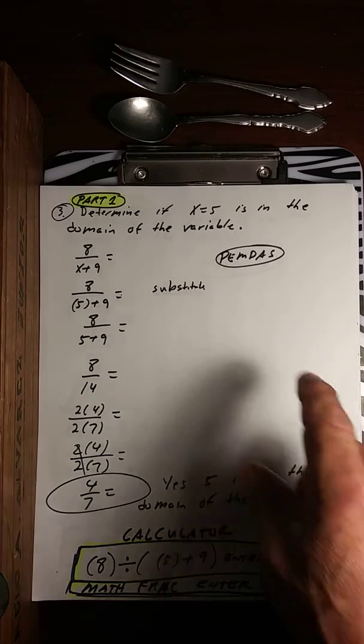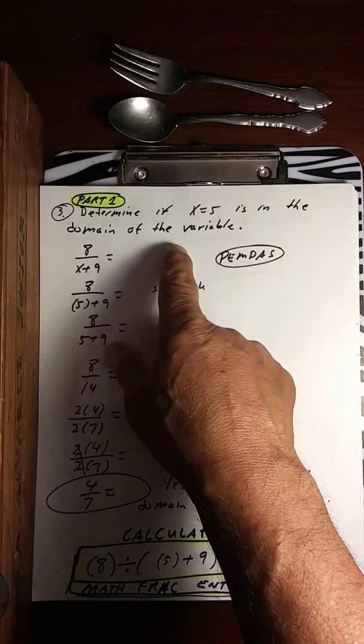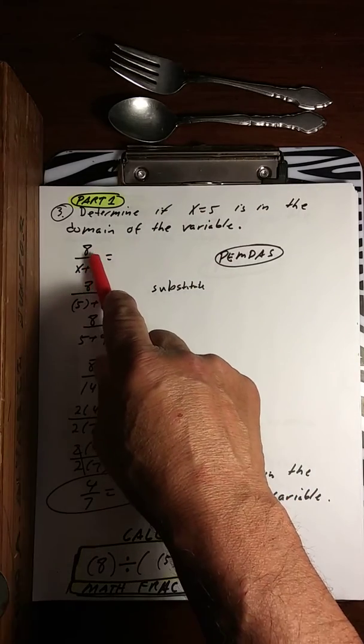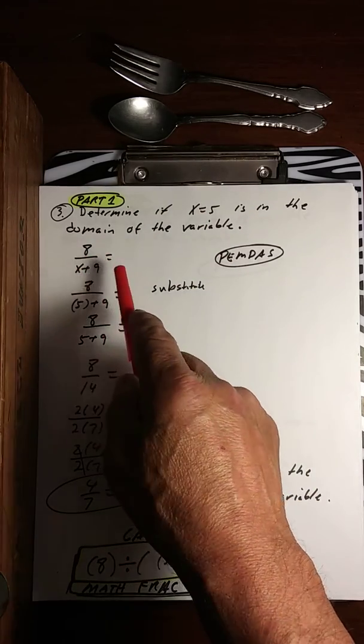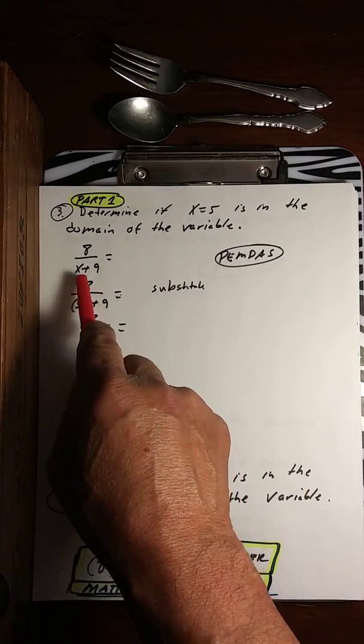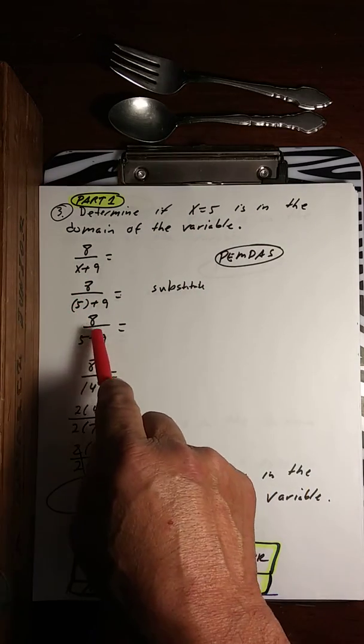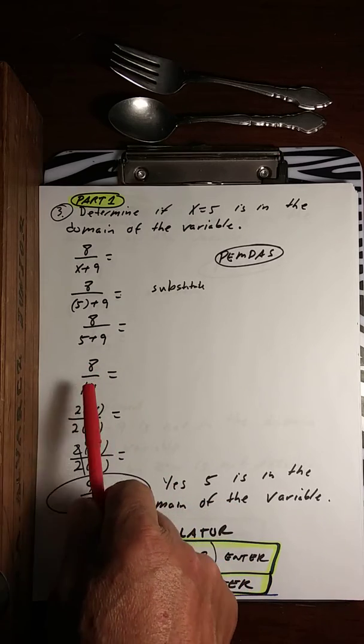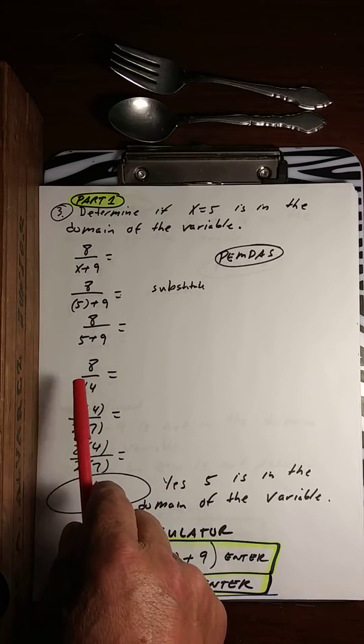Determine if x equals 5 is in the domain of the variable. What that means is, if you put 5 in this formula right here, does it work? Yes or no? So let's put it in there. For 5 for the x, take off the parentheses, 8 over 5 plus 9, it's going to be 8 over 14. But we can simplify that a little bit.